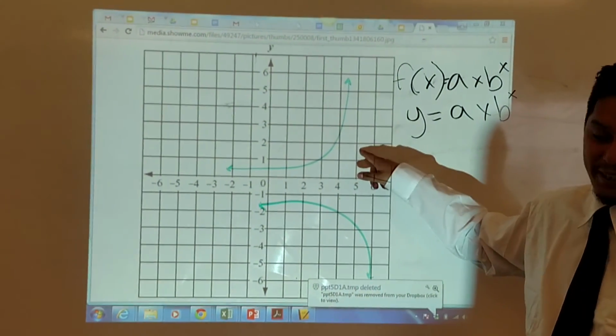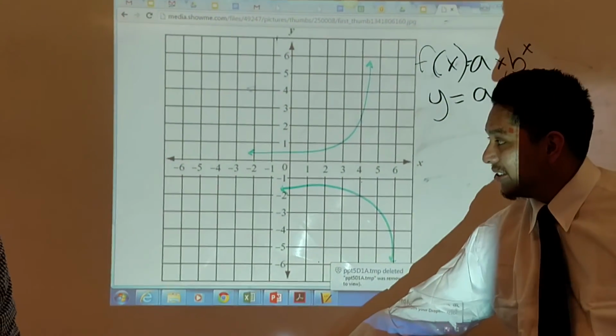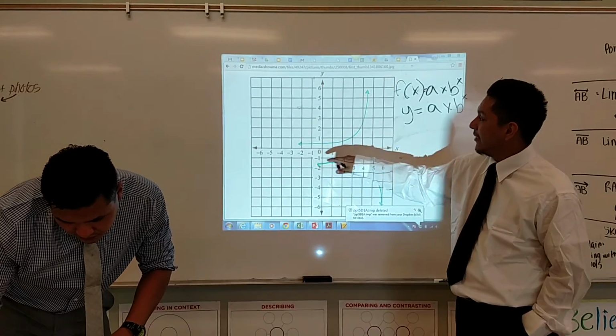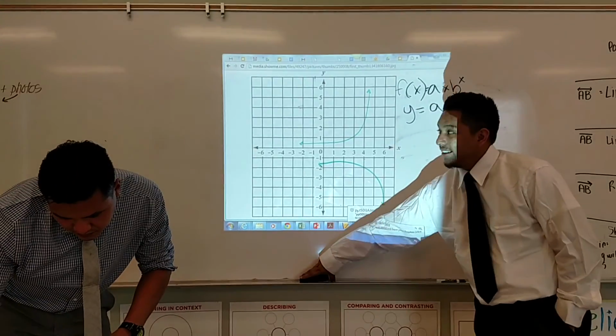Alright, so this is an exponential growth, and then this is an exponential decrease. So you'll see this one starts off at a low point and it'll rise all the way up, and this one starts off at a higher point and it'll go down.